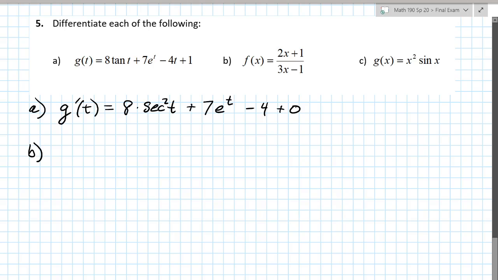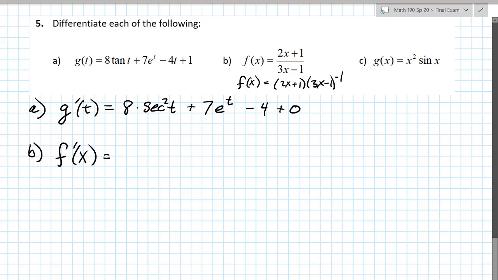For part B, now we have a quotient, so we're going to have to use the quotient rule. If you want, we could avoid the quotient rule by rewriting this in the following way, but I'm just going to do the quotient rule. But you could avoid it and do the power rule and the chain rule instead. That sounds like more work to me. So f prime of x.